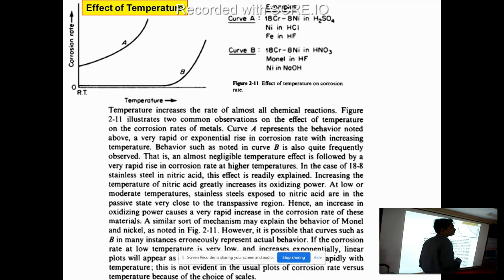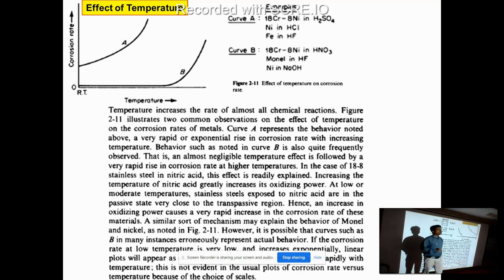Effect of temperature. So what will be the effect of temperature? If I increase the temperature, the corrosion rate will be higher.